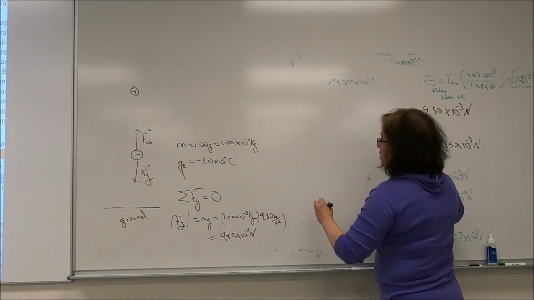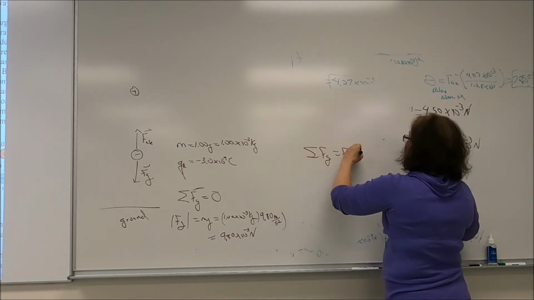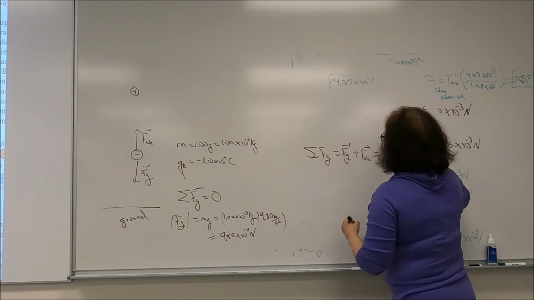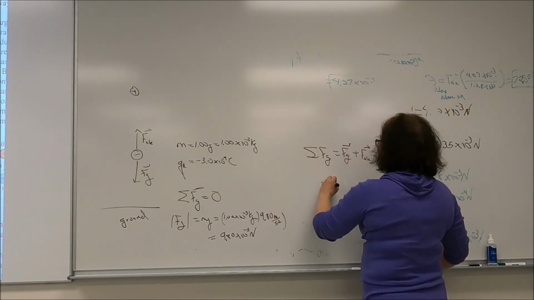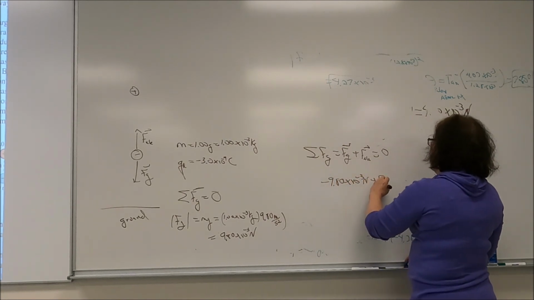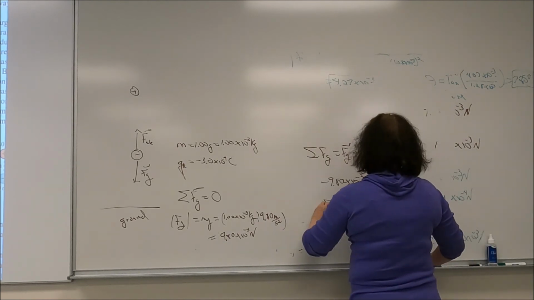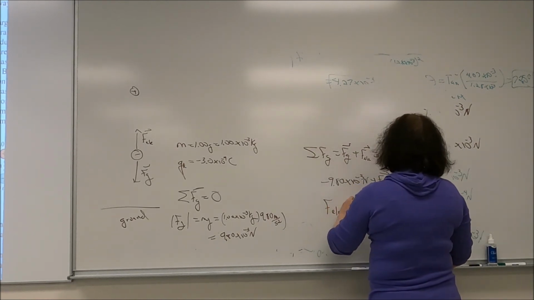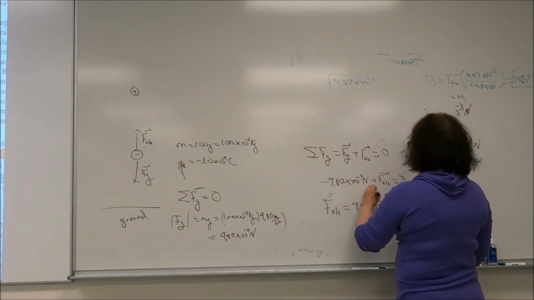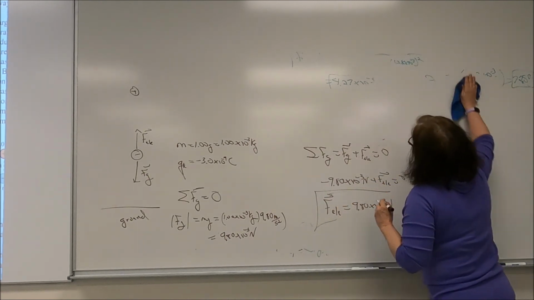Okay? So our sum of the forces in the y direction, force due to gravity and force electric, have to add up to be 0. So I have a minus 9.80 times 10 to the -3 newtons plus force electric equals 0. So force electric is 9.80 times 10 to the -3 newtons.